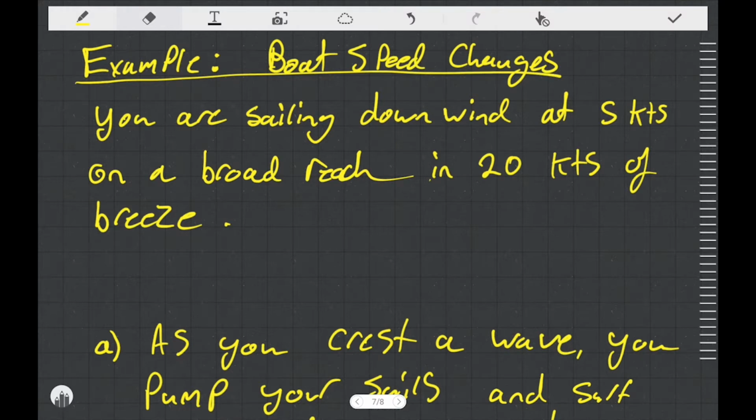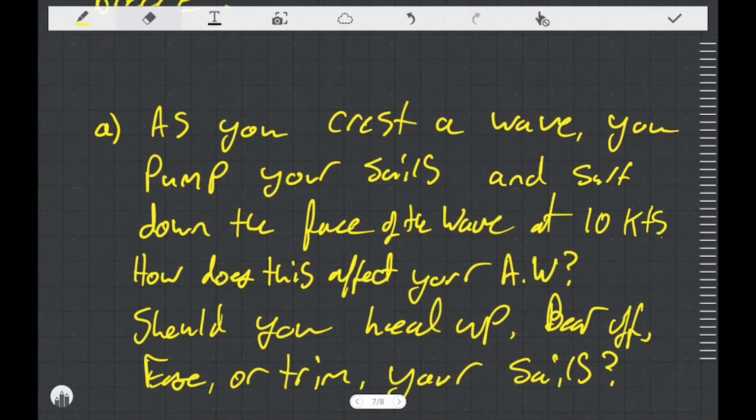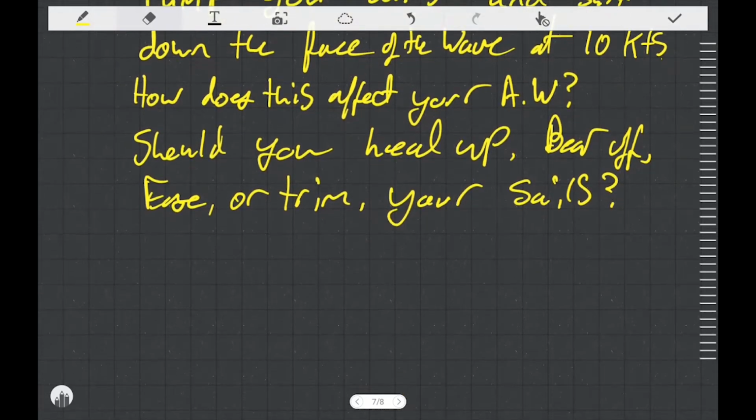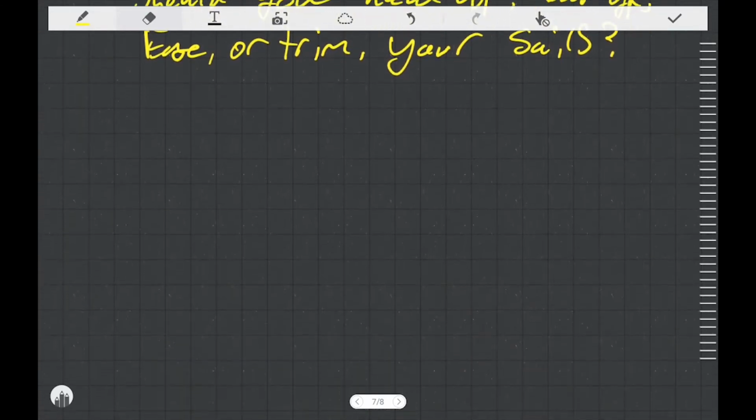The example reads like this. You are sailing downwind at 5 knots on a broad reach in 20 knots of breeze. As you crest a wave, you pump your sails and surf down the face of the wave at 10 knots. How does this affect your apparent wind? Should you head up, bear off, ease, or trim your sails?